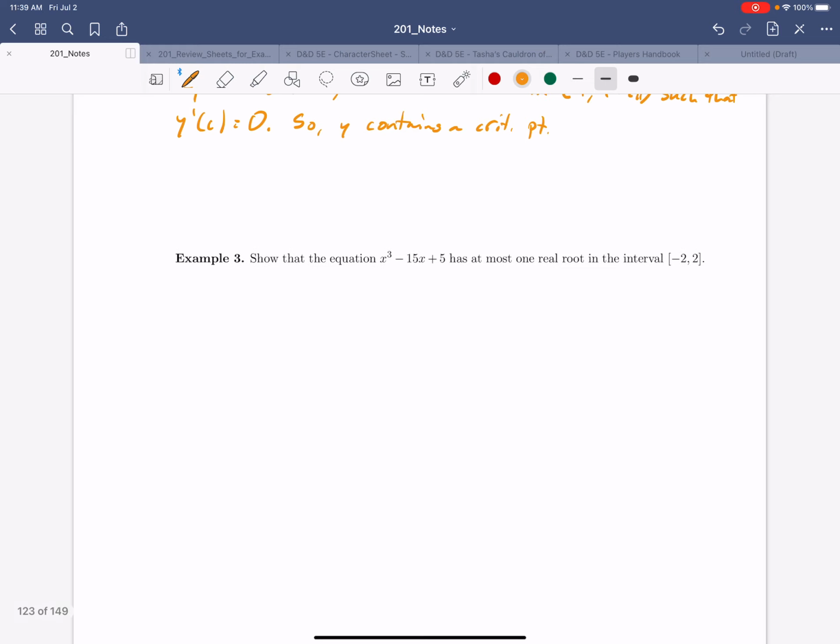Okay? This is a little different. Here we're showing that at most one thing exists, right? We're putting an upper bound on something. Okay? This is going to be a proof by contradiction, where we assume the wrong answer and we show that we get a logical fallacy. Okay? Let's check it out. So first off, we'll say let f of x equal x cubed minus 15x plus 5.